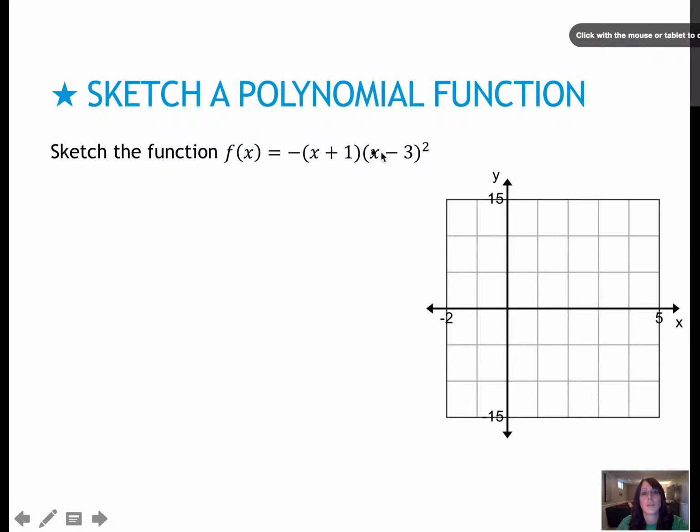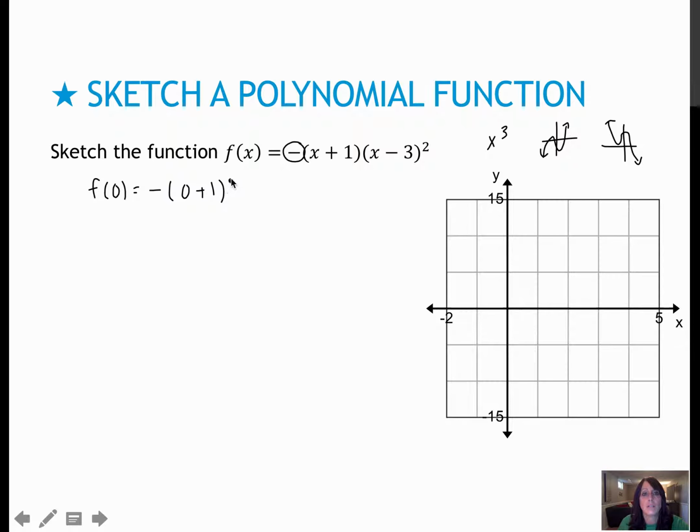So again, I would start by looking at the degree, which is 1, 2, 3, so x cubed. Normally would look like this, but this negative in front tells me that in fact it's going to start up and end down. So that's very important. I'm also going to obviously find some actual points to plot on my graph. So I'll start with f of 0, which is -0 plus 1, 0 minus 3, quantity squared. So that gives me a negative, and then 1, and then 9, so -9. So at 0, I'm at -9, which is about right here.